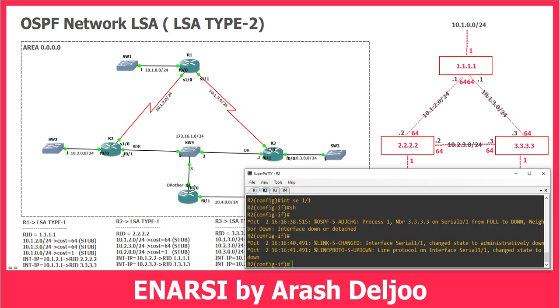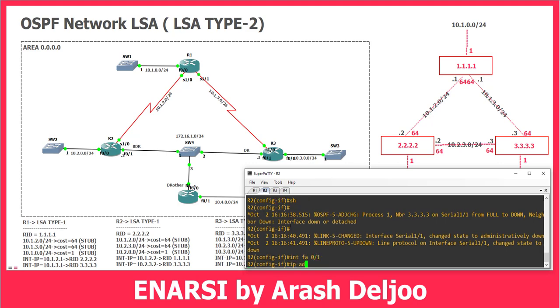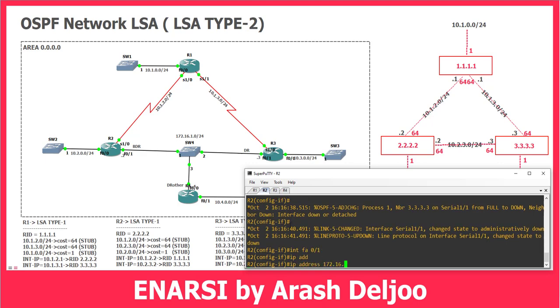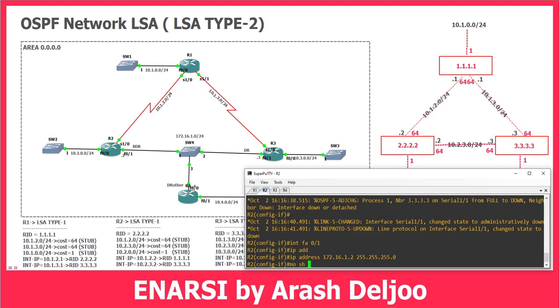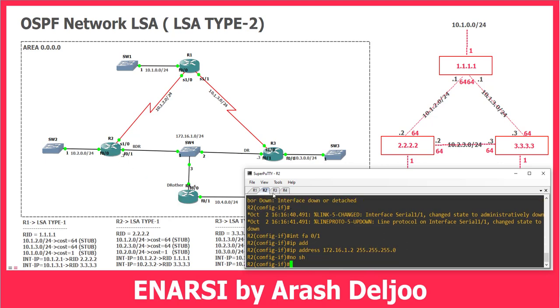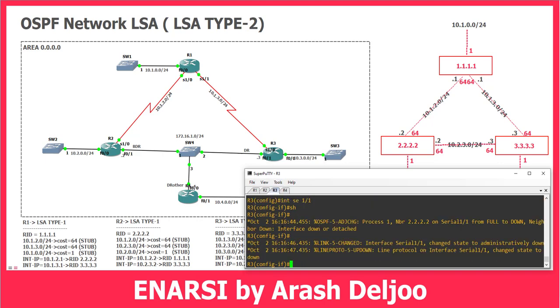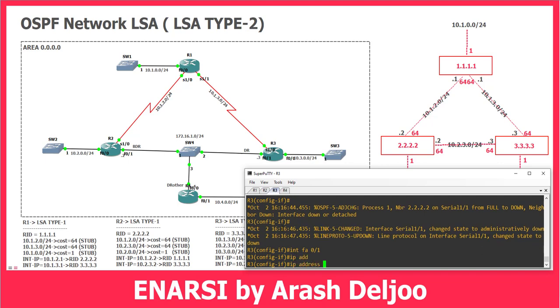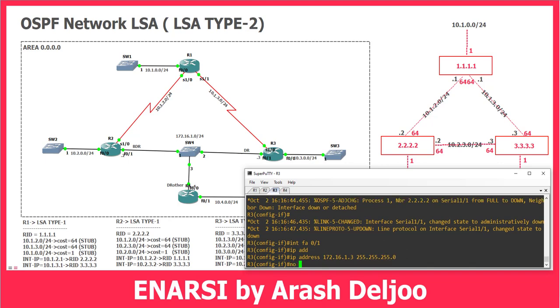It is so easy. In router 2, we need to add interface FastEthernet 0/1. IP address is 172.16.1.2 255.255.255.0. Then no shutdown. This is the first command. After that, in router 3, let me configure interface FastEthernet 0/1. IP address is 172.16.1.3 255.255.255.0, and then no shutdown.